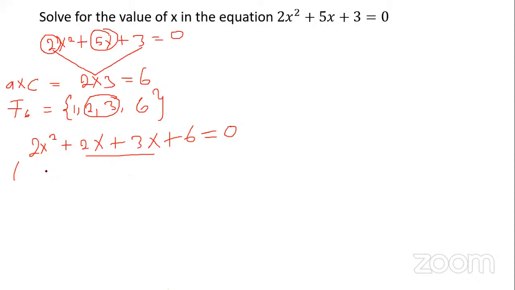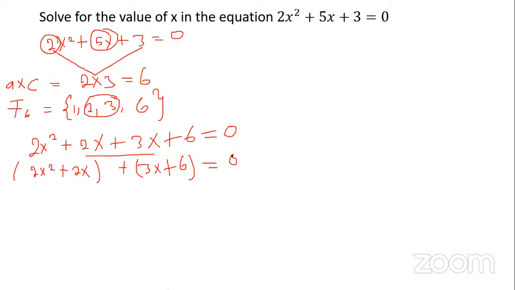The first pair will be 2x squared plus 2x, and the second pair will be 3x plus 6. So after identifying those pairs, then we are going to obtain a common factor in the first bracket and a common factor in the second bracket.